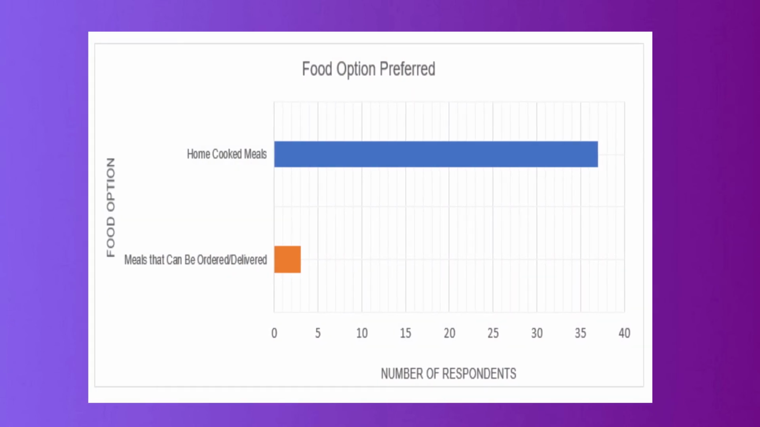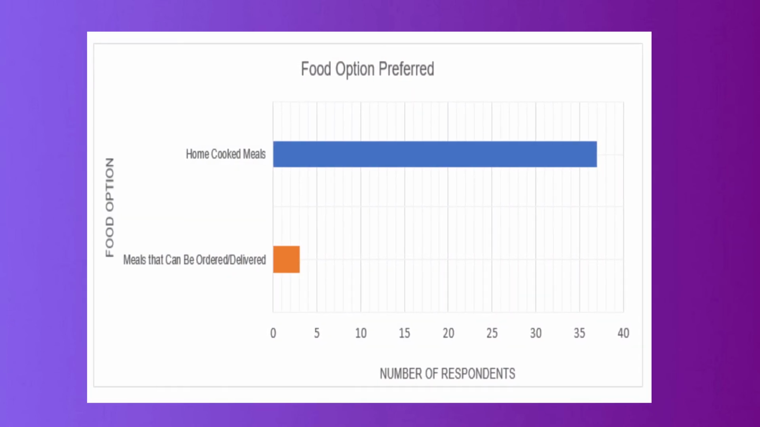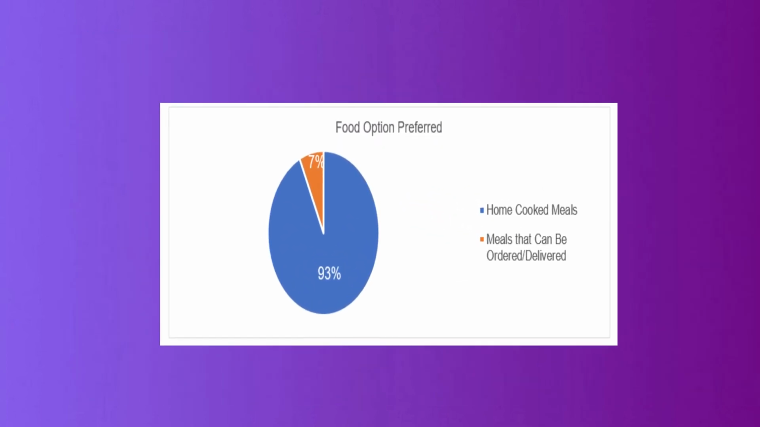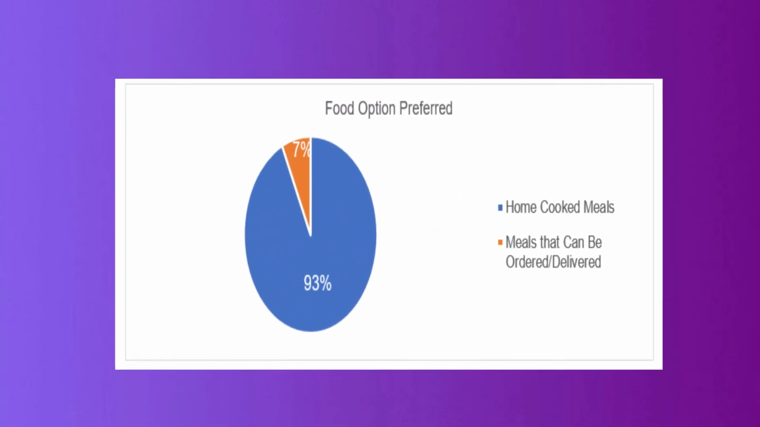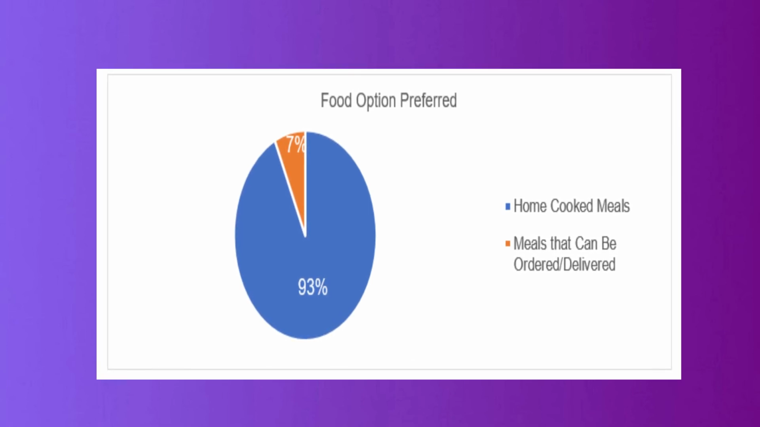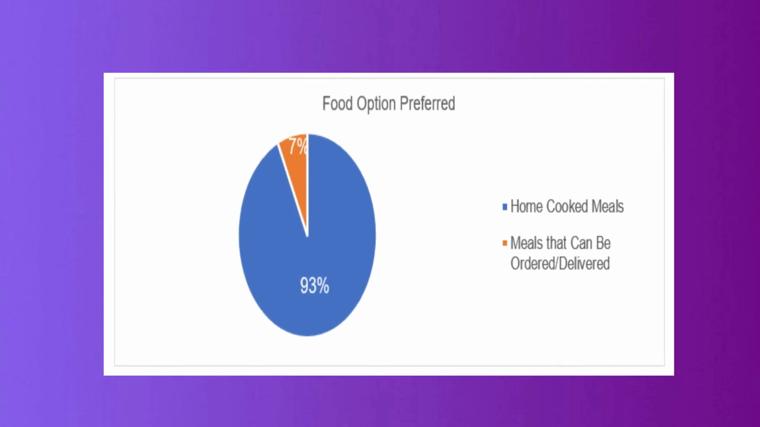From the bar chart, we can conclude that the students prefer home-cooked meals more than meals that can be ordered or delivered. The pie chart shows the percentage of the food options based on the number of respondents. Therefore, 93% of the students preferred home-cooked meals, while the other 7% preferred meals that can be ordered or delivered.